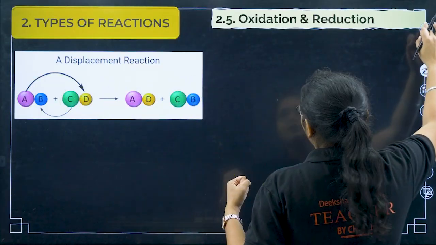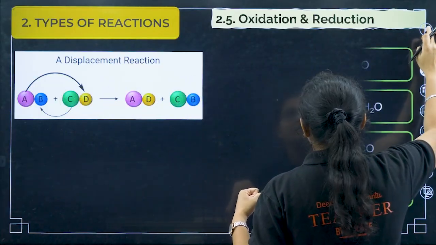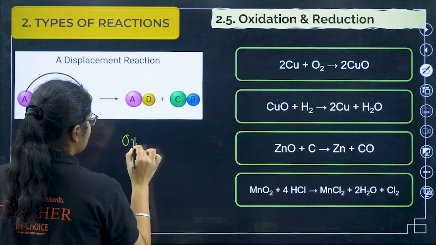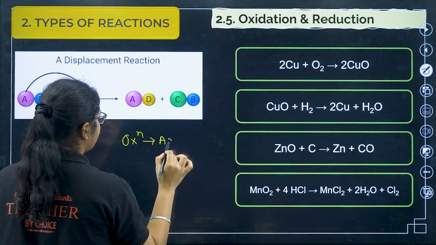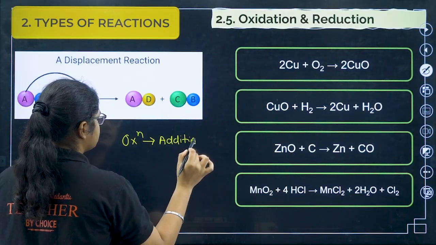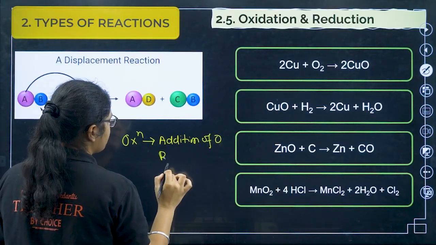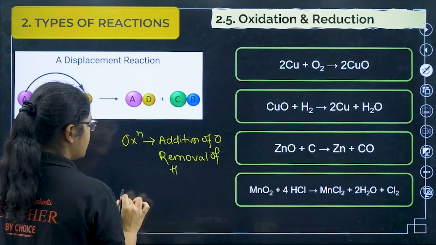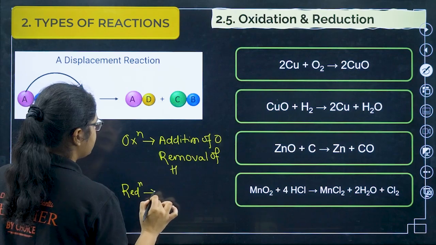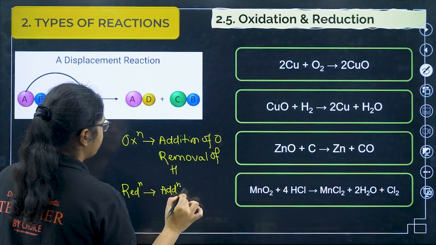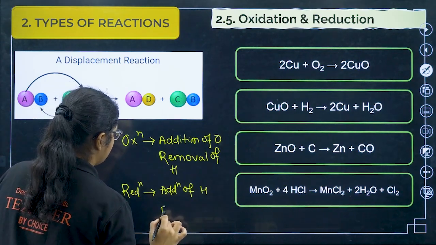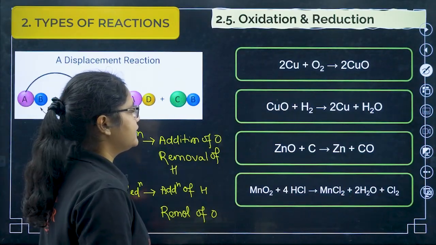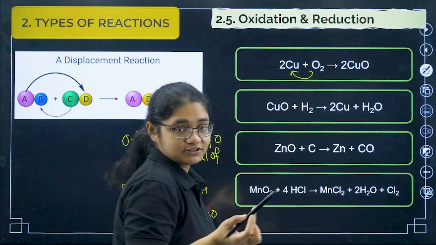Okay, now we'll talk about oxidation and reduction reactions. So a very simple example: what is an oxidation reaction? Addition of oxygen, or removal of hydrogen. Similarly, what is a reduction reaction? A reduction reaction is addition of hydrogen and removal of oxygen. Okay, so let's see here, oxygen is added, so it is an oxidation reaction.